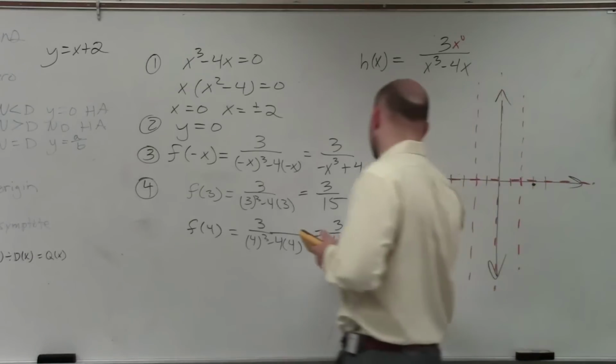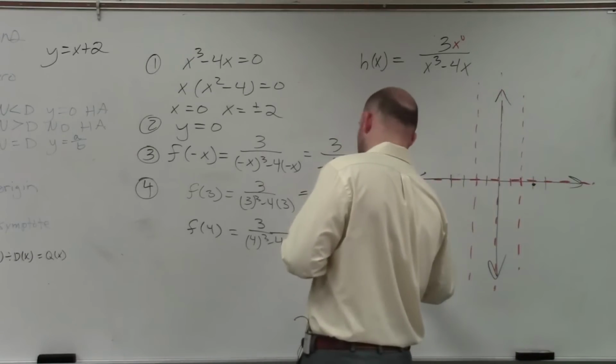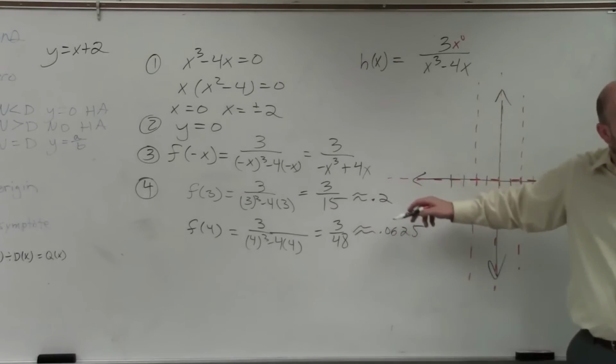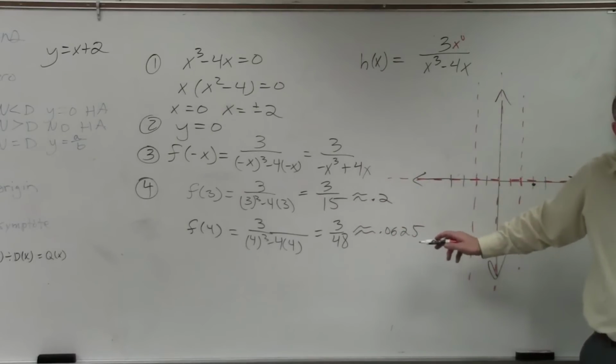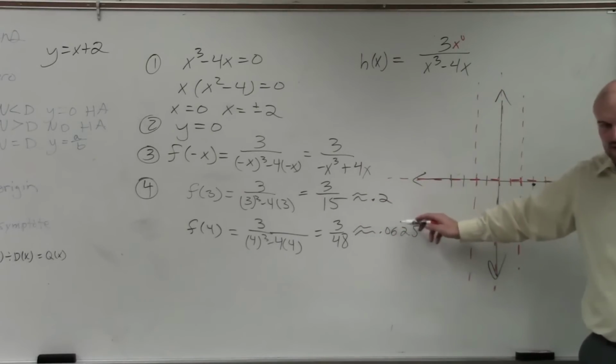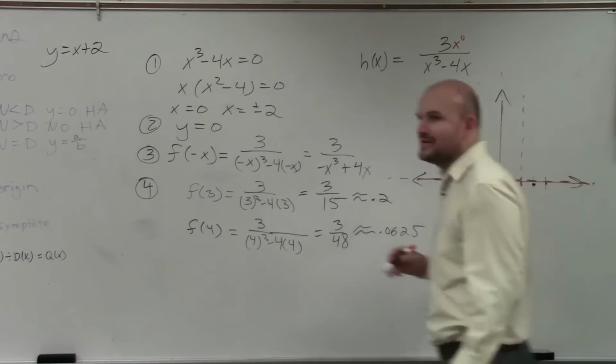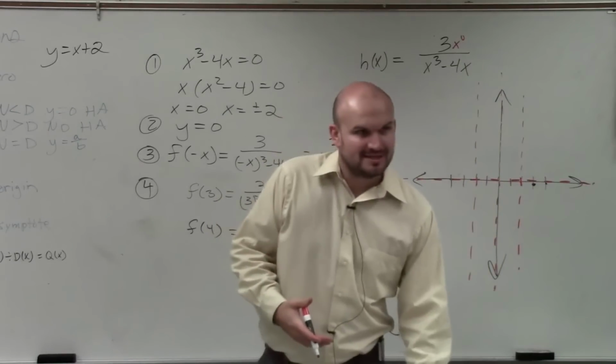So 1/16, which my calculator shows me, is 0.0625. Do you guys see the pattern? Where is this going closer and closer to? What number is this getting closer and closer to? 0, right? So what I want you guys to understand, listen.